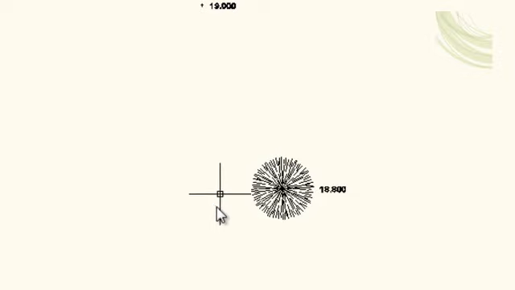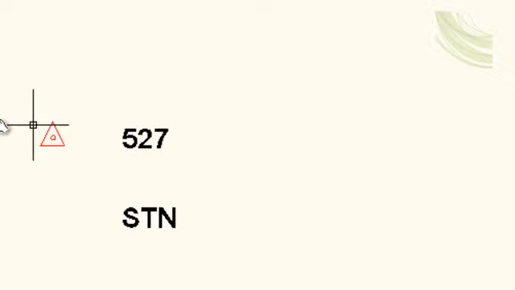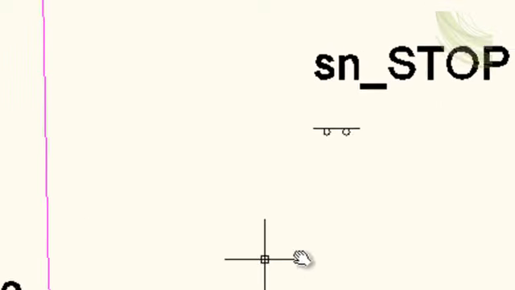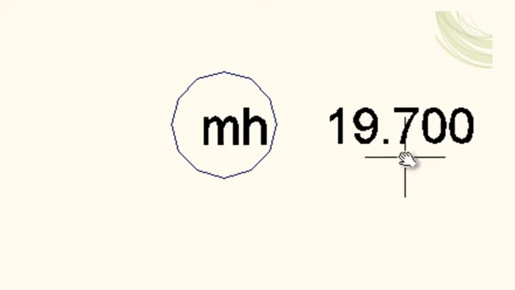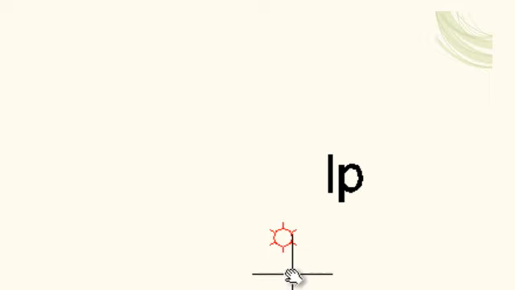Trees are shown thus. Station marker is shown thus. Here we have a stop sign. Here we have a manhole with the level beside it. Here we have a gully with the level shown beside it. Here we have a lamppost.